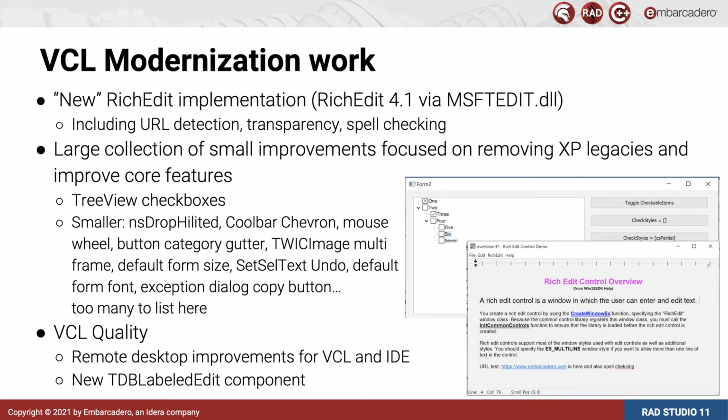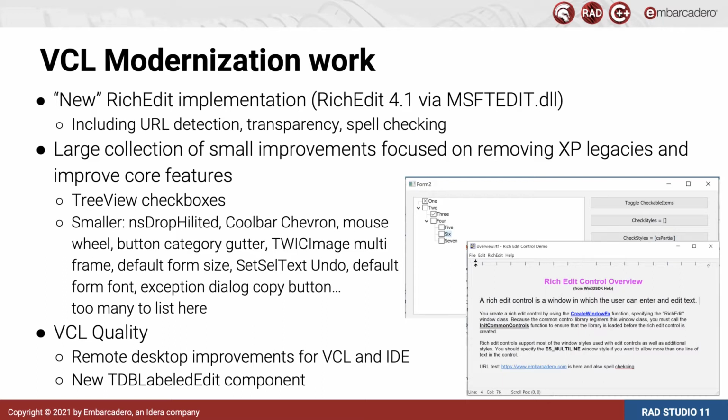The most significant is the new Rich Edit implementation that now includes the latest platform control and offers features like URL detection, transparency, and spell checking. All you need to do to migrate an existing application is open it and then enable those features in the matching properties of the Rich Edit control in RAD Studio 11.